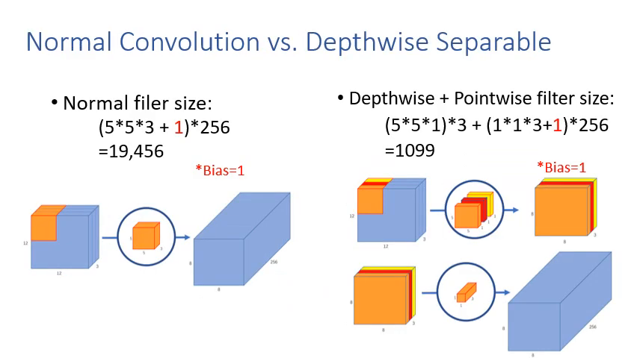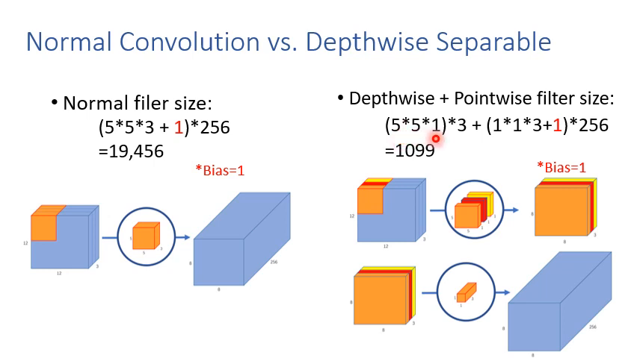Let's compare the normal convolution and the depthwise separable convolution side by side. For a normal convolution, suppose we have a 5 by 5 by 3 kernel. The size of the parameters of this layer is (5 times 5 times 3 plus 1) multiplied by 256. The total number of parameters is 19,456.